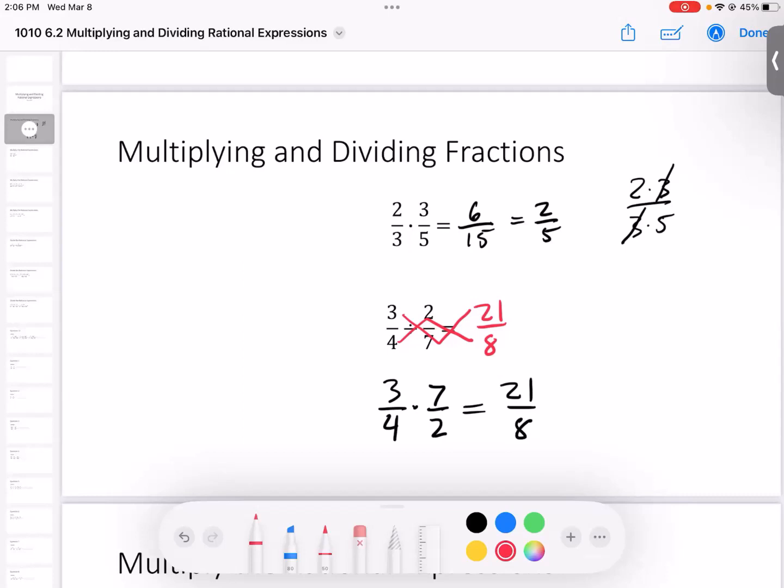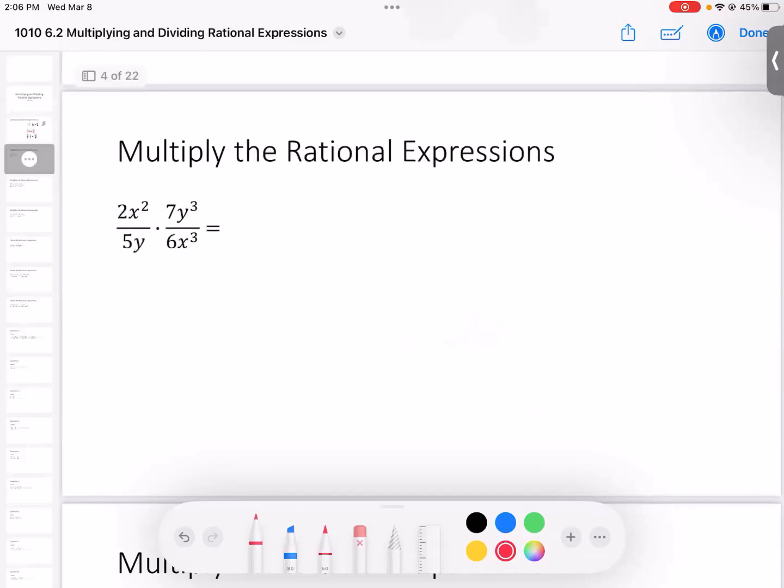So we're going to be using these two methods to help us multiply and divide rational expressions, which are fractions with polynomials. So let's say, for example, that we had these two rational expressions. These ones are pretty simple because the polynomials in the fractions are just one single term. If we were multiplying these together, we would just multiply the tops together, which would give us 14x squared y cubed over 30x cubed y, because you just multiply the top polynomials together and the bottom ones together.